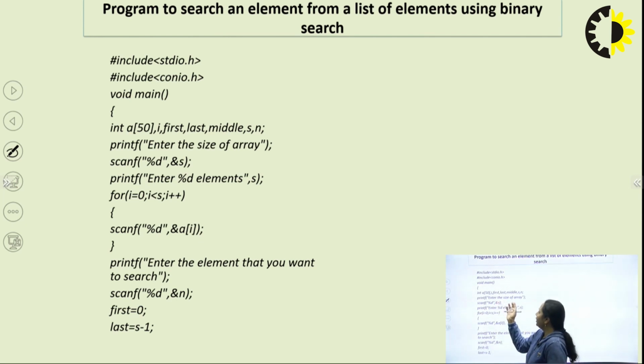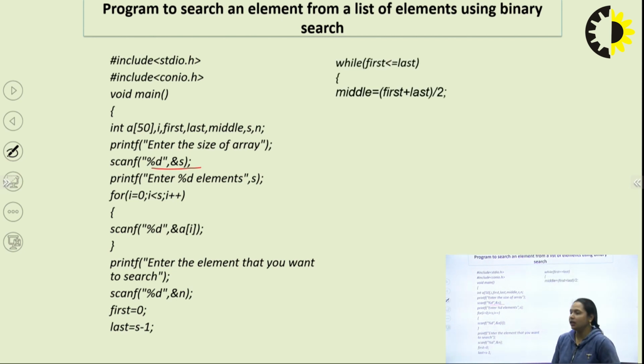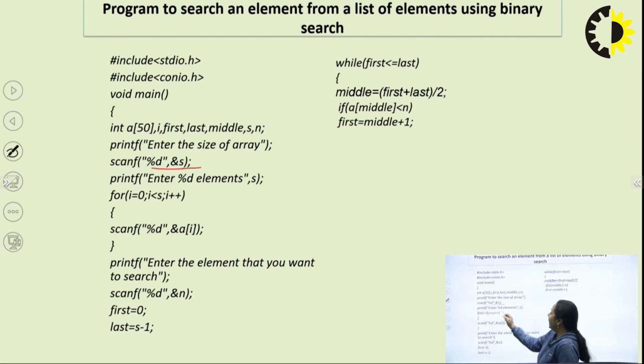Now, first of all, we are taking the size of array from the user. So, let us assume size of array which is inserted by user is stored in S. Now, enter the elements within S. So, we have taken the loop I is equals to 0, I is less than S. S is what? It is the size which is entered by the user.